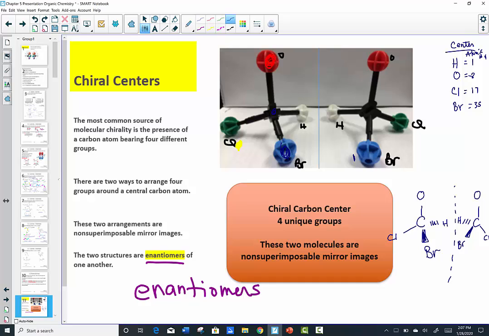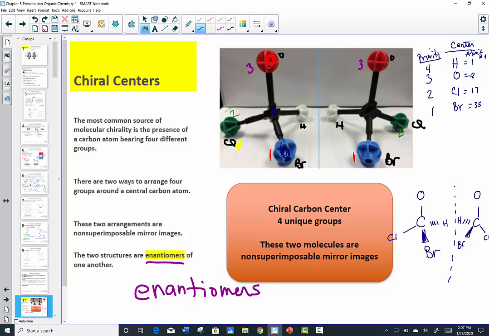Now, the top priority has the highest atomic number. The highest atomic number is priority 1. The second highest atomic number gets priority 2. The third highest atomic number gets priority 3. And the lowest atomic number gets priority 4. Here's what I mean. In assigning priorities, this blue atom representing bromine is priority 1. The second priority comes from chlorine. We're going to assign it priority 2. The third priority comes from oxygen. It gets assigned priority 3.